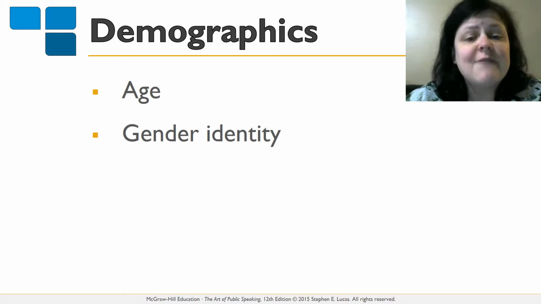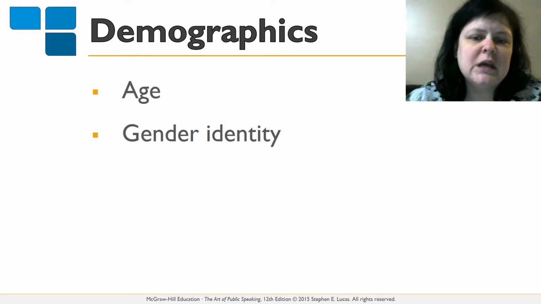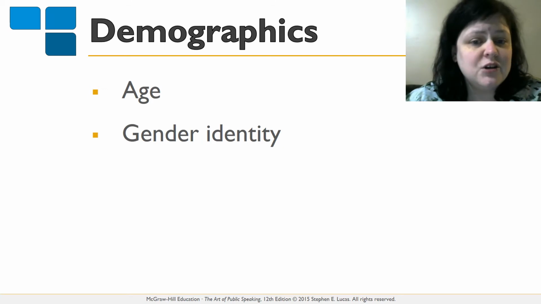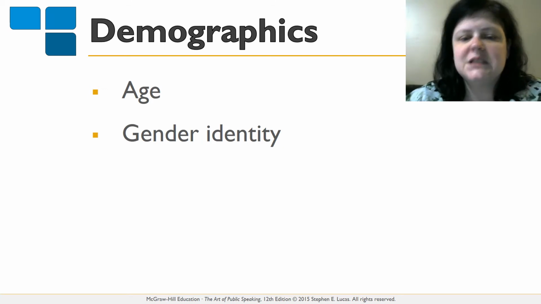Gender identity is another demographic to consider. Gender issues can have a strong impact on how an audience responds to a speech. To be effective in today's world, public speakers must avoid outdated gender stereotypes and not automatically assume everyone has a binary male or female gender identity. You can address this by using non-gendered language like folks instead of ladies and gentlemen, or parent instead of mother and father.